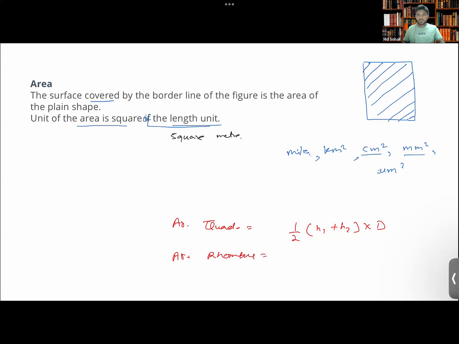Arhan has not joined yet, no? Not yet. Anyways. Okay, Arham, how do you find the area of a rhombus?